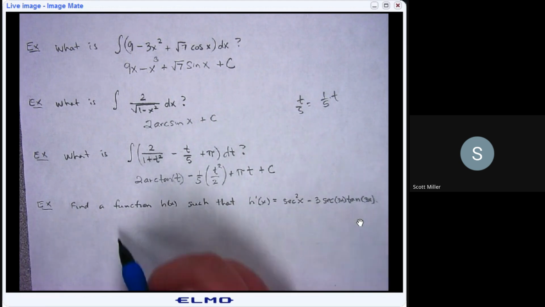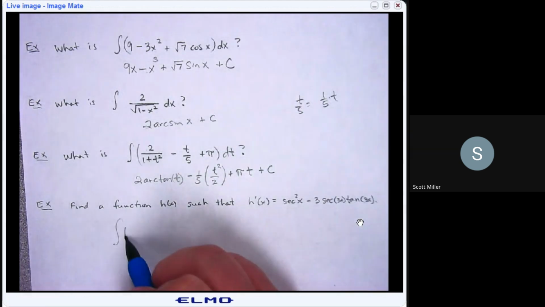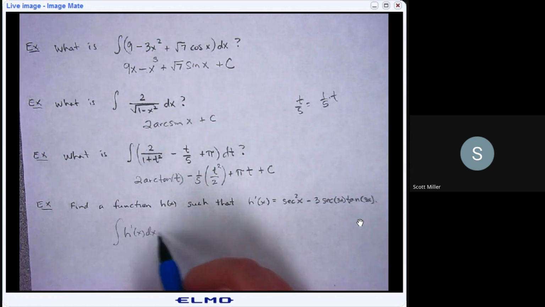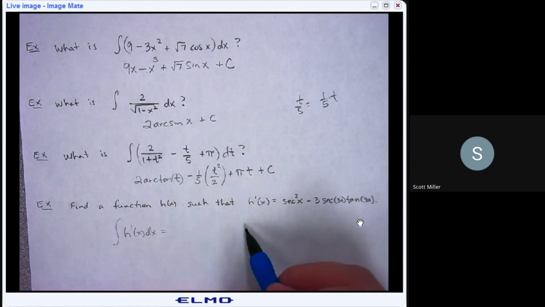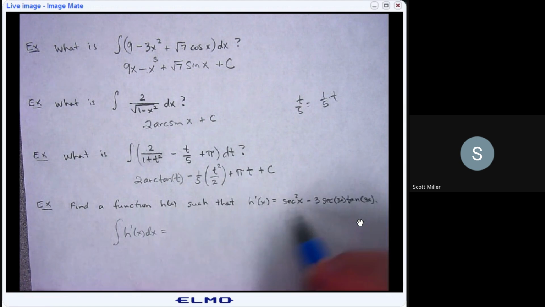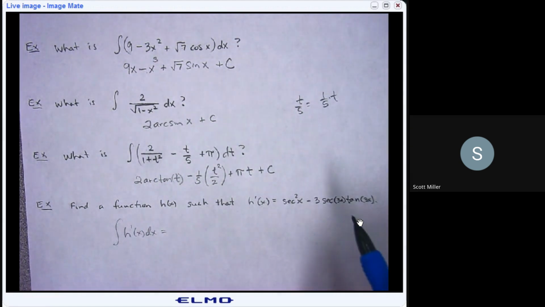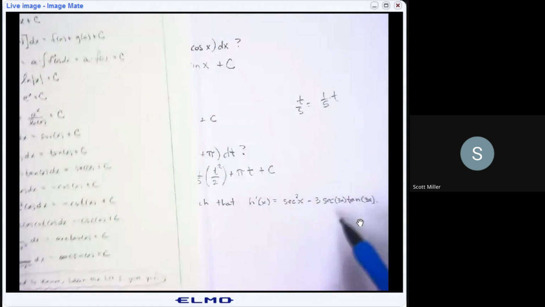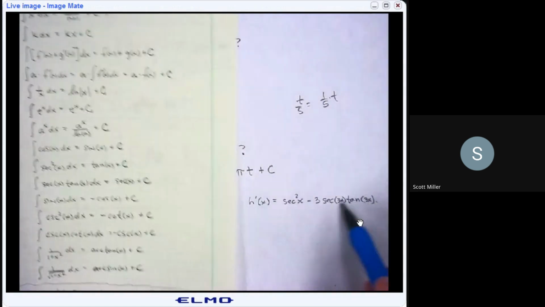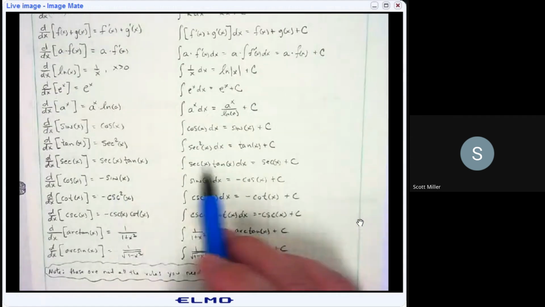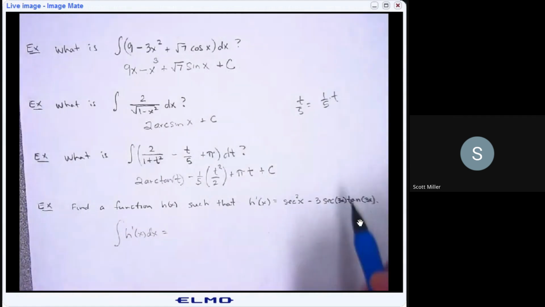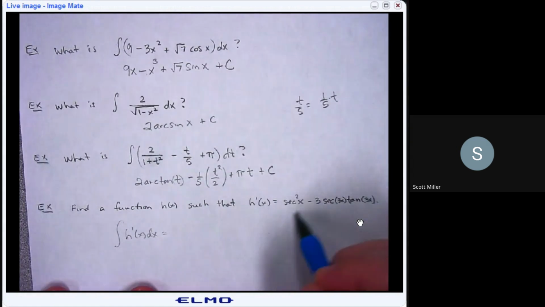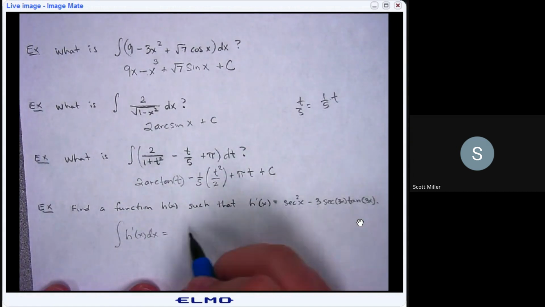Okay? This one down here, find a function h such that the derivative of that is this quantity here. So I'm literally just asking you to do the antiderivative of h prime of x dx, and I want that to be h, the antiderivative of this. And so what is secant squared? So we just go and look at this stuff. That's the tangent. And secant tangent, right? That's secant. This one has a 3x here. This one does not. So this one is pretty straightforward, and we'll end up here with a tangent of x.